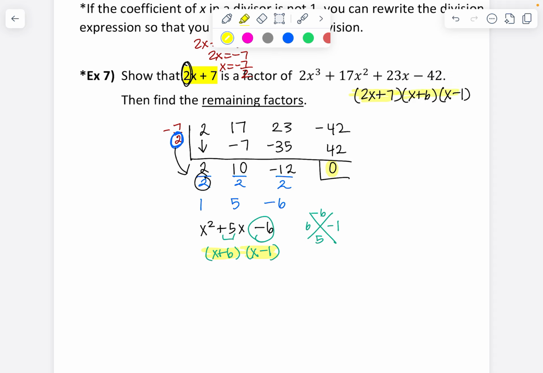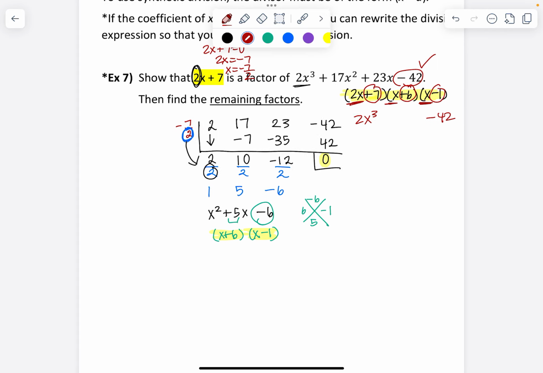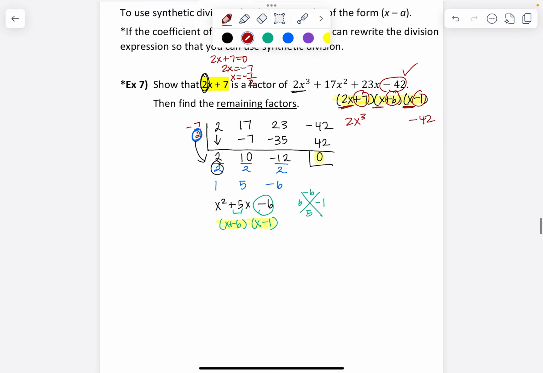And then if you were to multiply all of this out, you would get a 2x cubed and all of these other terms. So it's always good to check your work. 2x times x would give you a 2x to the third as your leading term. And then I always like to multiply the constant. 7 times 6 is 42, times negative 1 is negative 42. And so our constant is correct too. So that's just a quick way to spot check your work to make sure you have all the factors correct.